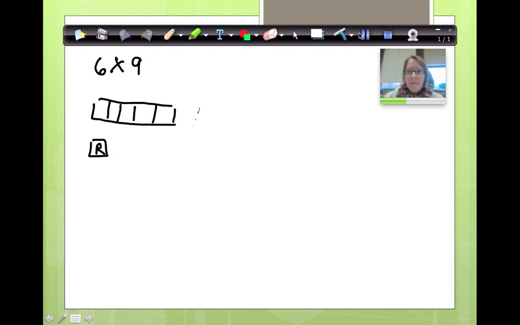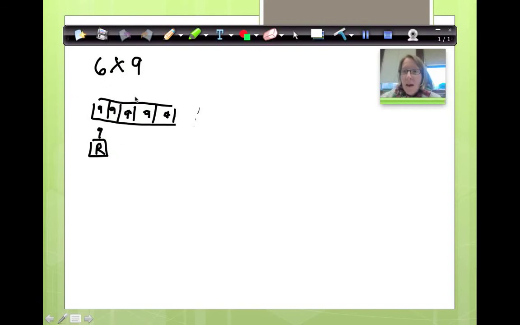Okay, I know that 5 plus 1 is 6. So I know I have 6 blocks, but each one of these blocks is worth 9. This gets to be 9, this gets to be 9, this gets to be 9, this gets to be 9, and this will give me 6 groups of 9, or 6 blocks of 9, right? Okay, now how do I write that?